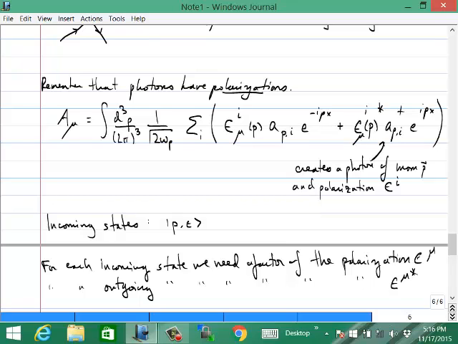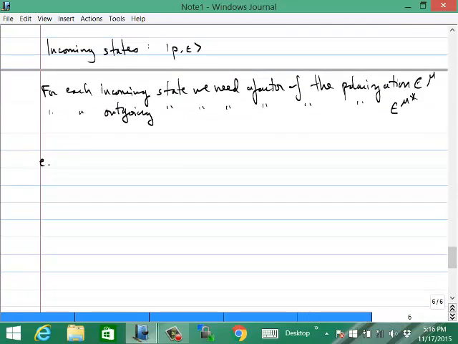And that really comes from the fact that if you wanted to describe an incoming state, you would act with this raising operator, which has an epsilon star. And if you wanted to write down the corresponding outgoing state, you would have to take the dual of that, which involves a lowering operator, each of which comes with a factor of the polarization vector epsilon rather than an epsilon star. So just to make this all completely explicit, let me end with a couple of examples.